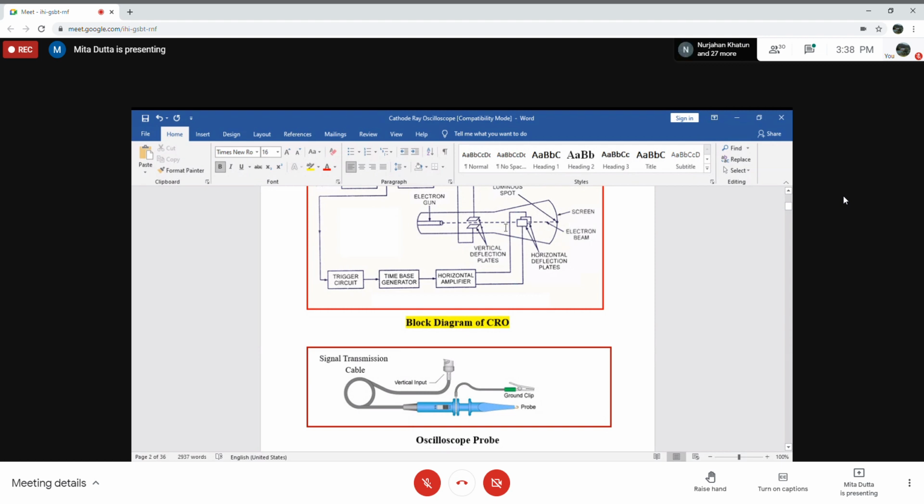That is why, to display any signal, we need the voltage to be present on the vertical and the horizontal deflecting plates at the same instant of time. This is known as synchronization of the vertical deflecting plates and horizontal deflecting plates, to obtain a steady deflection of the electron beam on the screen.